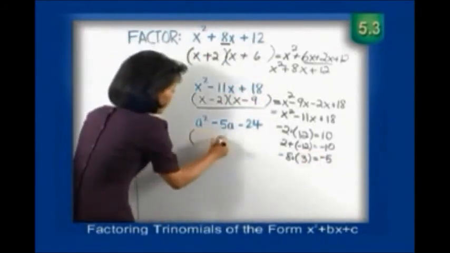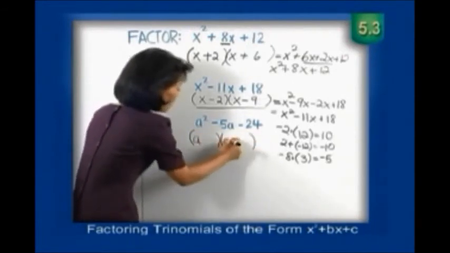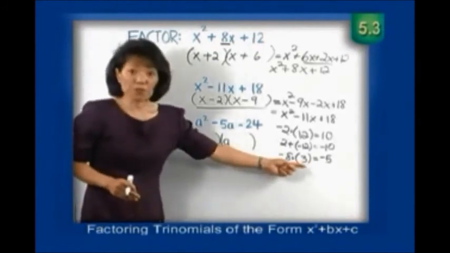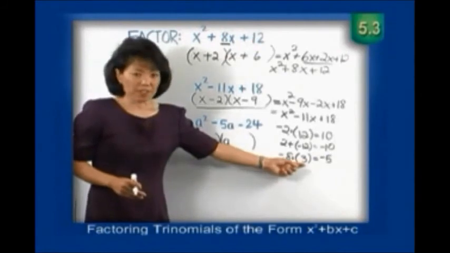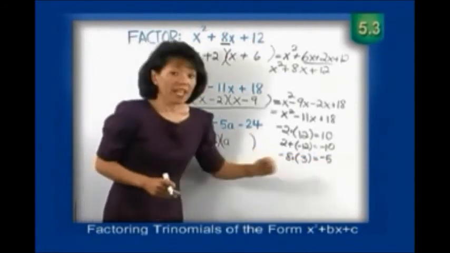So again, to complete this factorization, what we're going to do, the easy part, drop in the a's. We found here that the two numbers that work in this particular case are negative 8 and positive 3, product negative 24, sum negative 5.